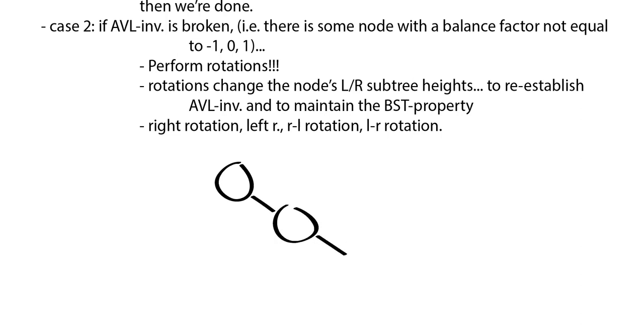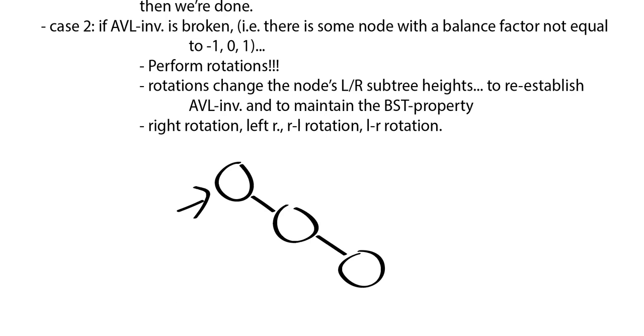This is the simplest example we can use to explain this. So this is what I'll use. We have a chain like this, and let's say this node right here is unbalanced. It doesn't satisfy the AVL invariant because it is right heavy, or in other words, it has a balance factor of 2.